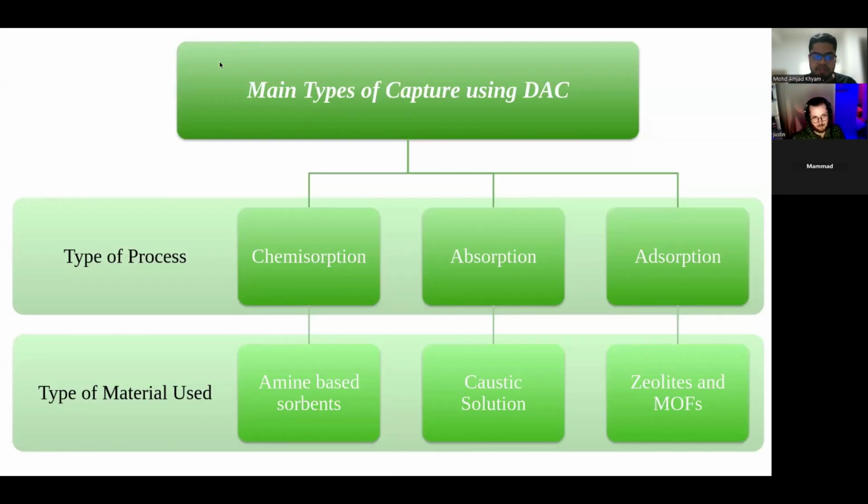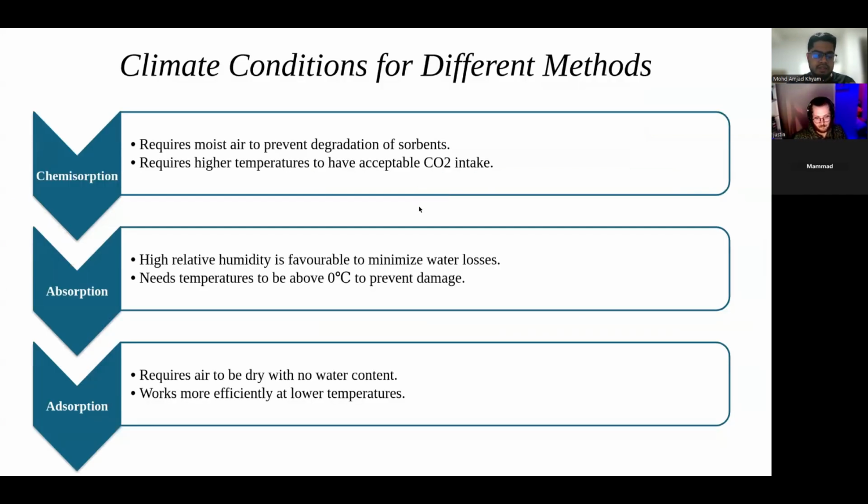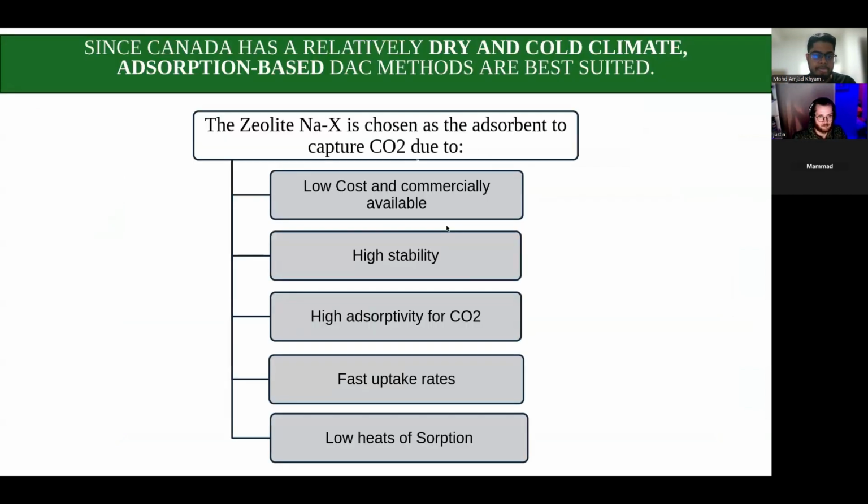There are three main types of processes for capturing carbon dioxide using DAC: chemisorption, absorption, and adsorption, and these are the materials used for those. Each method requires different climate conditions. Chemisorption and absorption basically require high temperatures and high humidities, whereas adsorption requires the air to be dry and the temperature to be low. Since Canada has a dry and cold climate, adsorption-based methods are best suited.